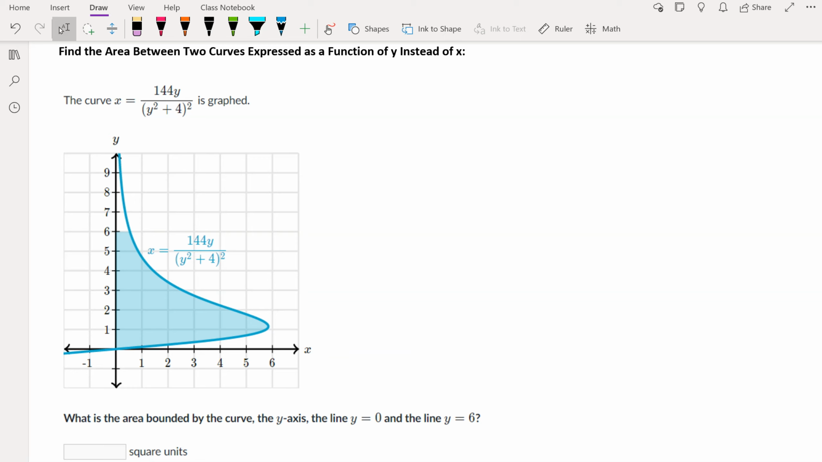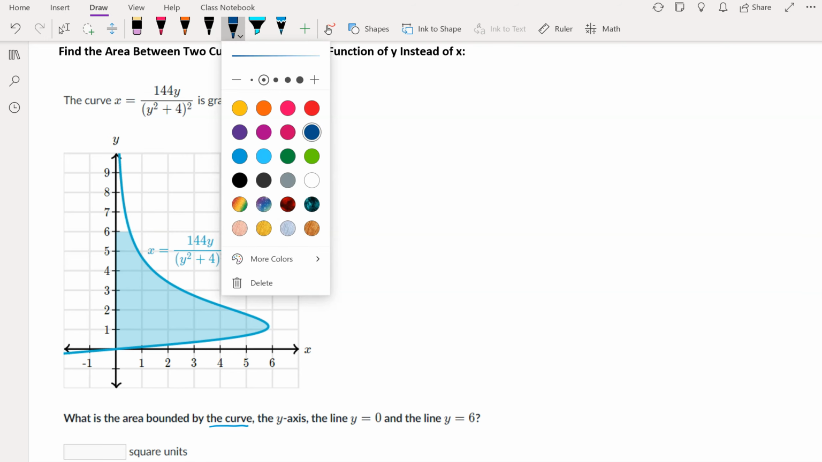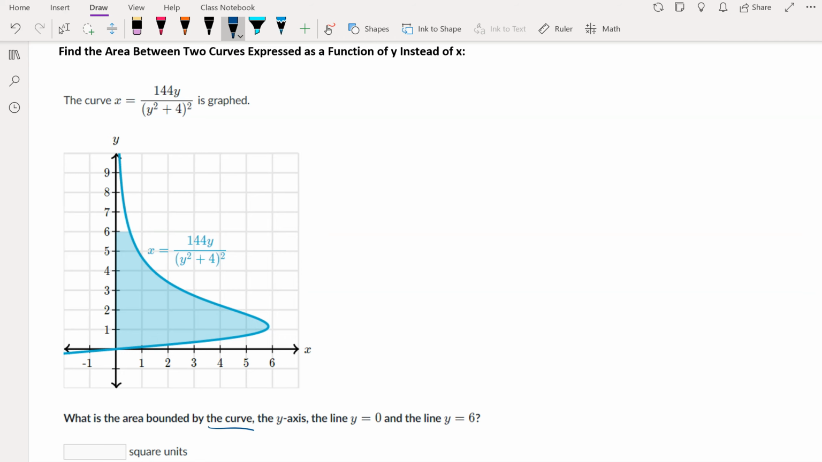Cool. What is the area bounded by the curve, the y-axis? Okay, whenever it says area bounded by and it starts listing off things, I like to make sure I mark those things on my graph. So let's go ahead and do that. What's the area bounded by the curve? So the curve is this blue function. So that's already marked. Oh, wow, and it's the exact same color blue that I use. So let me change that to a dark blue. Here's the curve. And this is a good skill to have, to mark off your boundaries. So bounded by the curve.